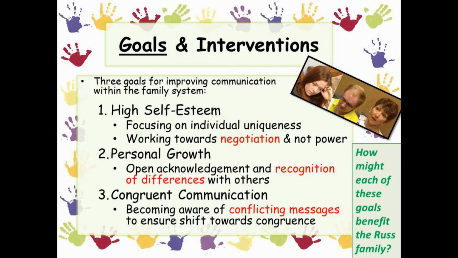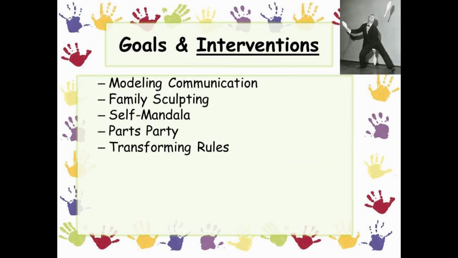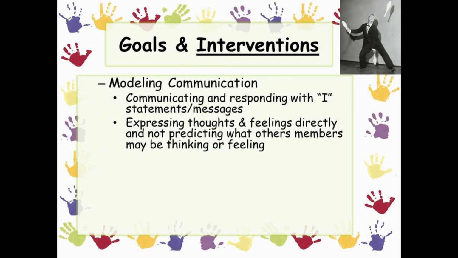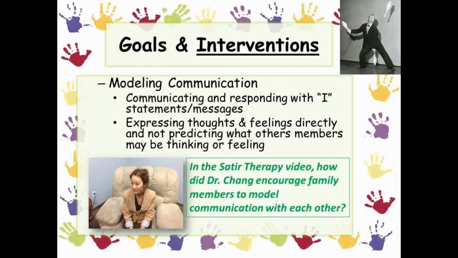For the family to reach their goals, Satir proposed a number of interventions, and I'll discuss 5 of them now. The first is modeling communication, which involves using I statements and messages, and expressing thoughts and feelings directly, and not stating or predicting what others may be thinking or feeling. When considering the Satir therapy video, how did Dr. Chang encourage family members to model communication with each other?